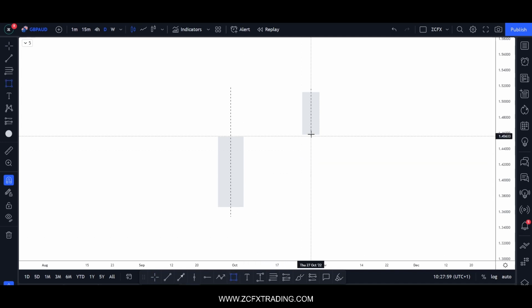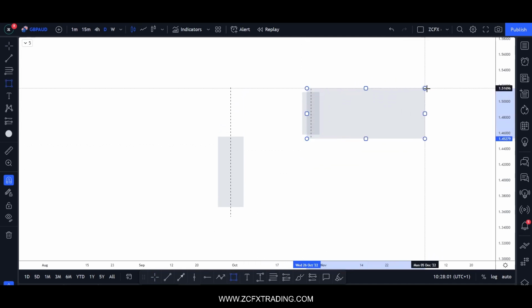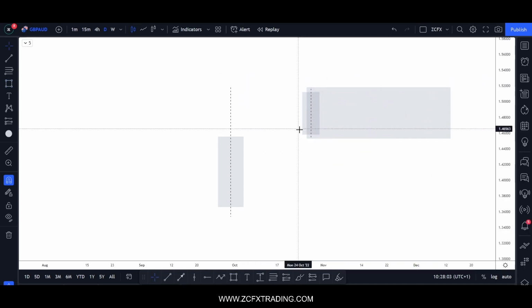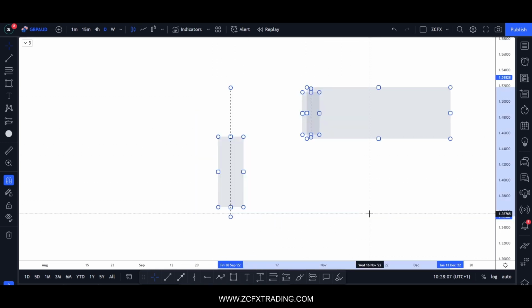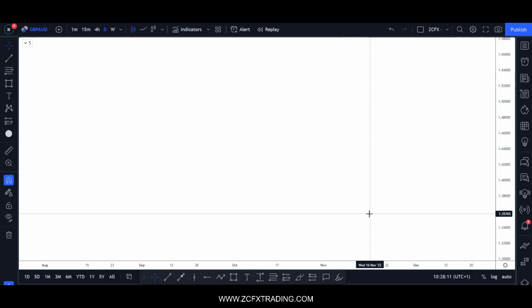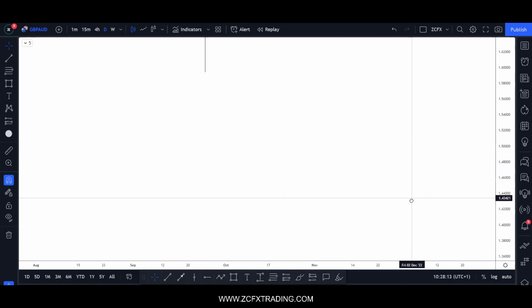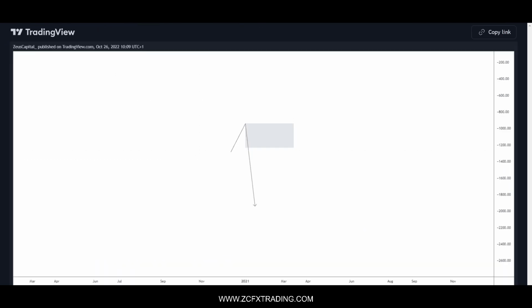So what you can do, like I said, is take that wick as your POI and ignore the body, and a lot of the time there will be a POI within that wick. And it goes for all time frames, even the weekly time frame and the 1 minute time frame.